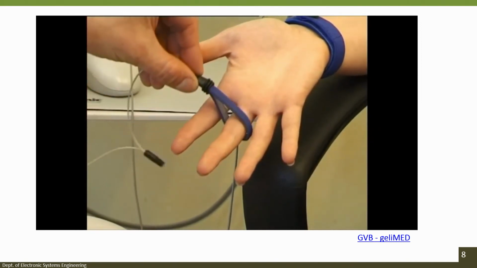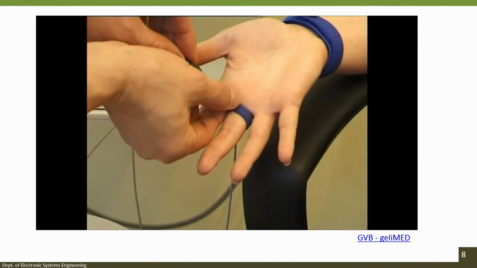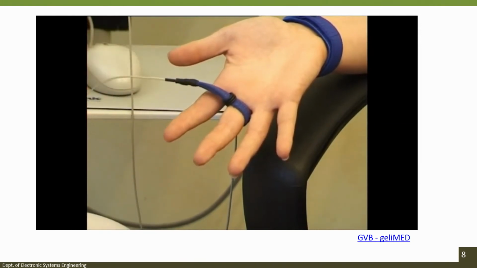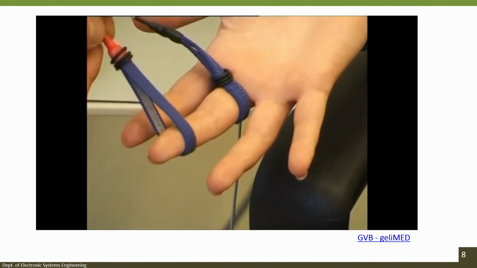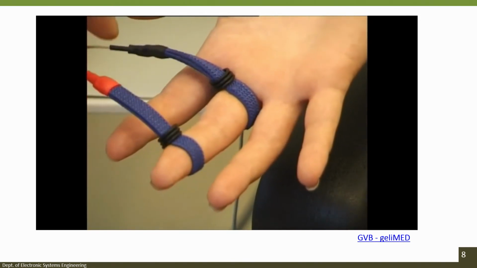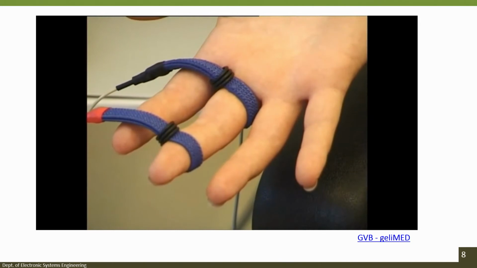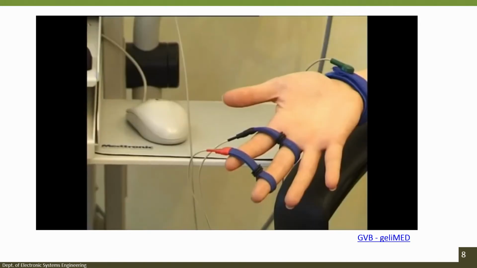First, the cathode is attached proximally to the finger base joint and the anode is then attached distally to the fingertip. There should be no liquid bridge between the two loops, which can, however, be ensured by prior drying of the electrodes.